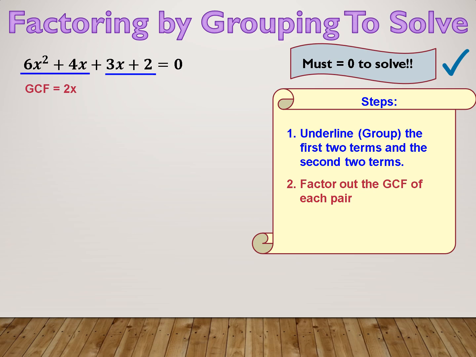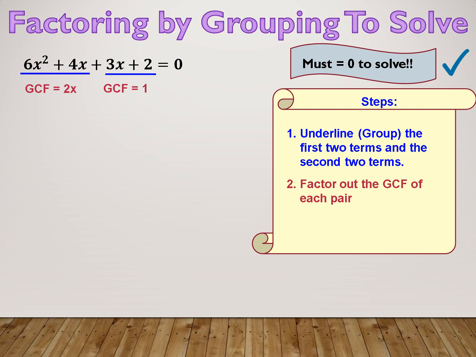Now let's look at the last two terms. So 3x plus 2. Well, I can't pull an x out. And the biggest number that goes into 3 and 2 is 1. And you know what? That's okay. You can have a GCF of 1 and still be fine. So here I'm going to say, okay, my GCF is 1. And it's important that even if it's 1, you put that it's 1. You're going to see why here in just a second.